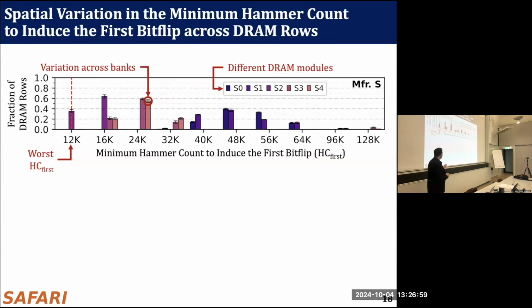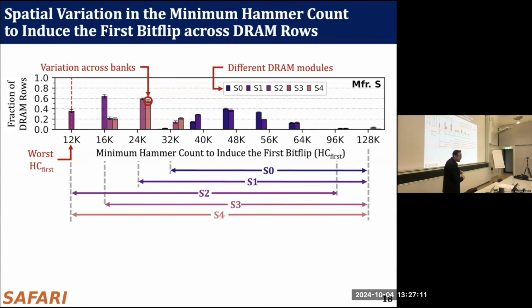The first observation: the worst HC first that we observed across these 5 modules is 12,000 activations per aggressor row in a double-sided access pattern. When we look at this parameter across different DRAM rows, we observe a very large variation. If you look at S4 here, for example, you can find DRAM rows that experience bit flips at 12K activations, and there are also rows that do not experience any bit flips until 128K activations.